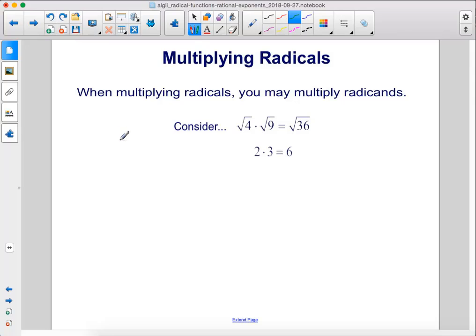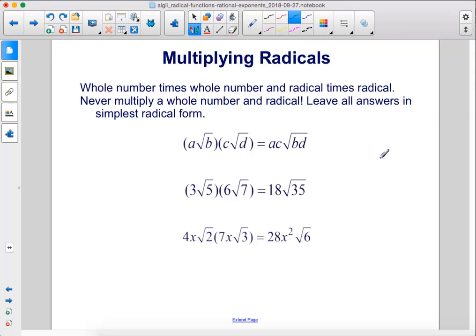When multiplying radicals, you may multiply radicands. Consider the square root of 4 times the square root of 9 equals the square root of 36, because 4 times 9 is 36. The square root of 4 is 2, the square root of 9 is 3, so 2 times 3 does equal 6, which is the square root of 36. So this is all allowed.